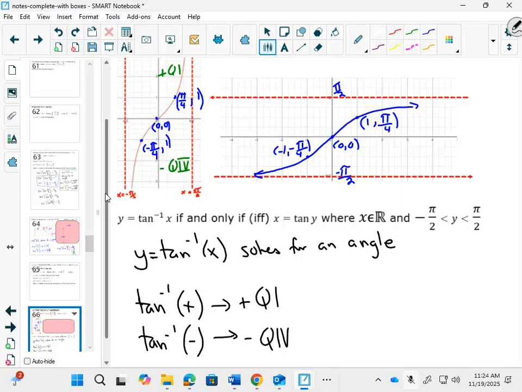So when we say it solves for an angle, that means our y values, and we can see them on here, right? Here are your y values that are negative. These are negative angles in quadrant 4. From 0 to -pi over 2 are negative angles in quadrant 4. And these answers are positive answers in quadrant 1 from 0 to pi over 2. So tan inverse solves for an angle. The y values, when you solve for it, you can see from the range, go from -pi over 2 to pi over 2. Converting that to your unit circle, that's negative answers in quadrant 4 and positive answers in quadrant 1.